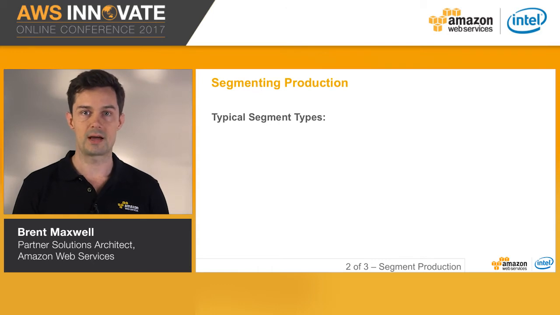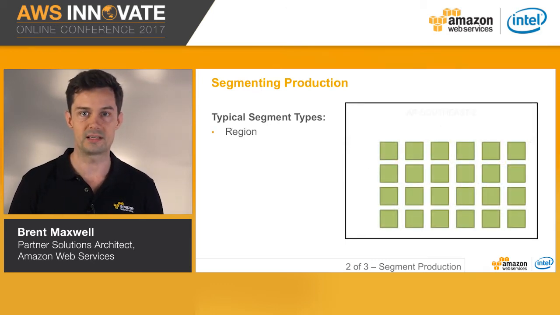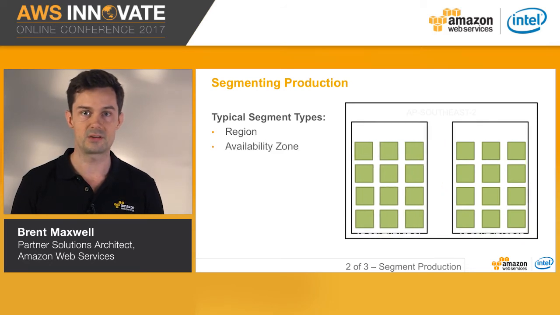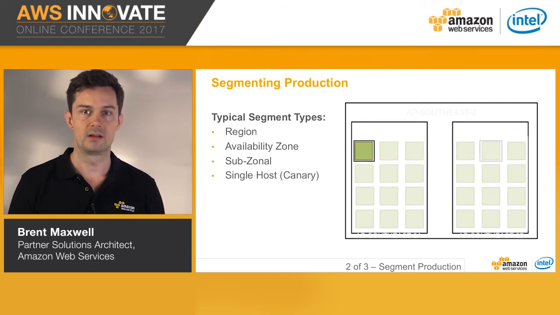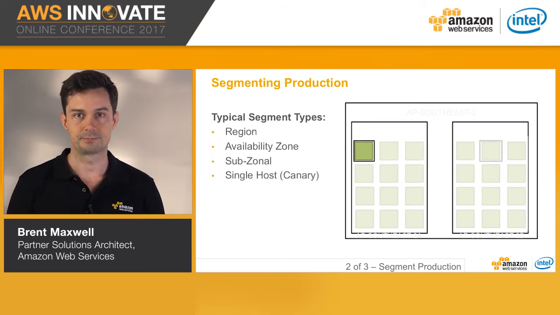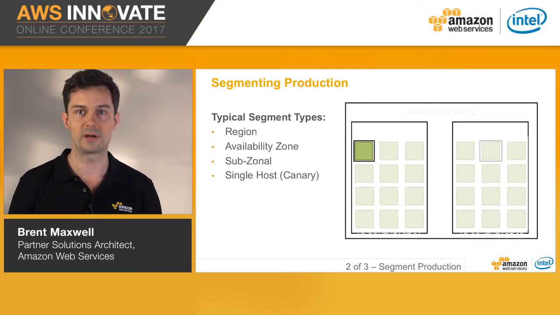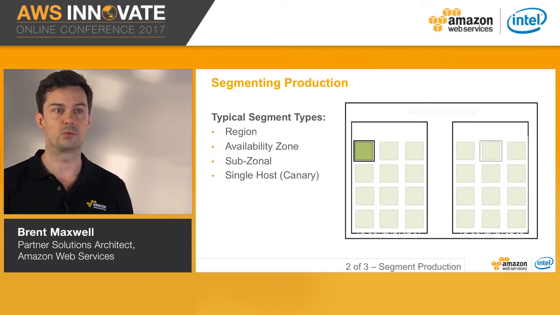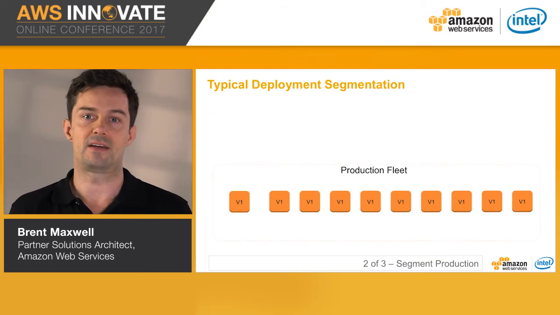Some common segment types are region, which can then be further broken down into availability zones, intra-AZ groupings based on some criteria you define, and canaries. All a canary host is, is just a single host that you deploy to within your production environment. And we're going to show you how to do that really easily with CodeDeploy. So how does that work?